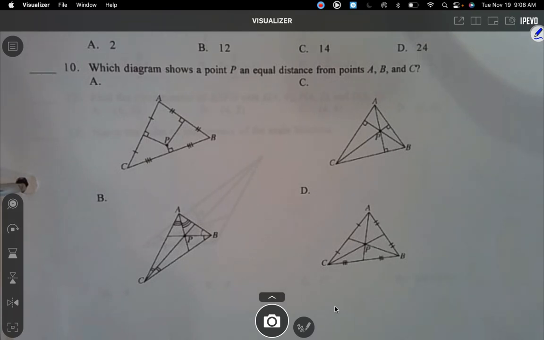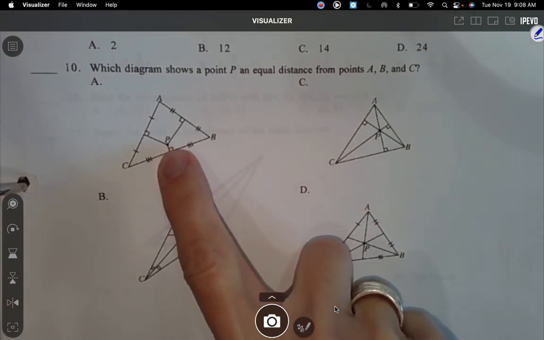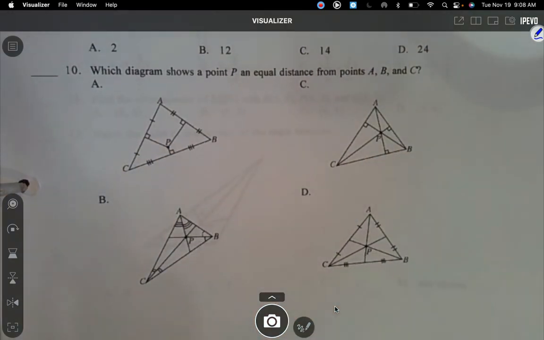So she guessed D, anybody else? Why would you say A? It's the 90 degree, because they're the perpendicular bisectors. Okay, so P is actually an equal distance from A, B, and C on A, because you're looking for the perpendicular mark and the bisectors.